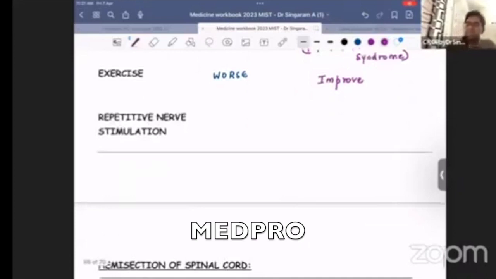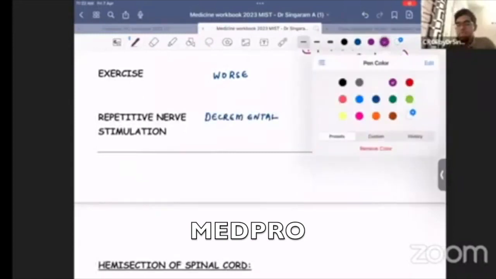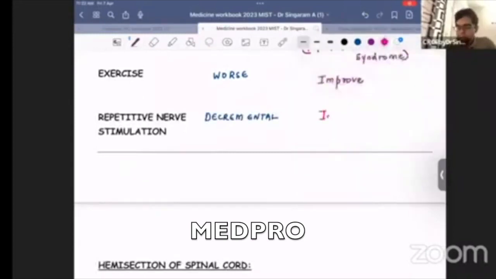Similarly, repetitive nerve stimulation. What will be the response? Incremental or decremental? Yes, I told you it's a decremental response. Whereas Lambert-Eaton syndrome is the opposite. What is that? It will show an incremental response.